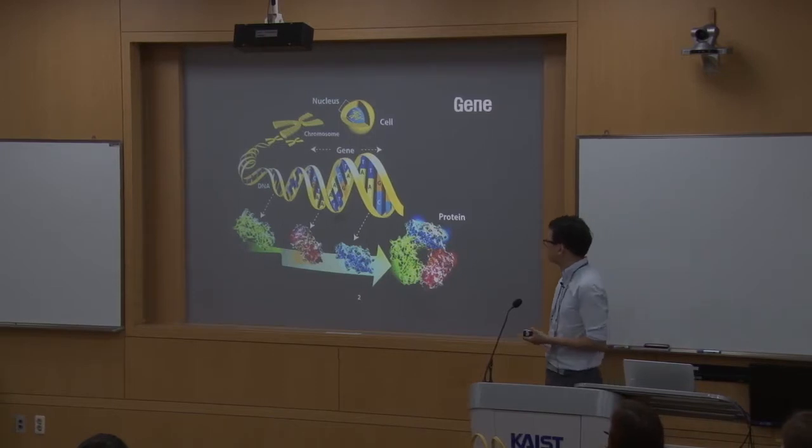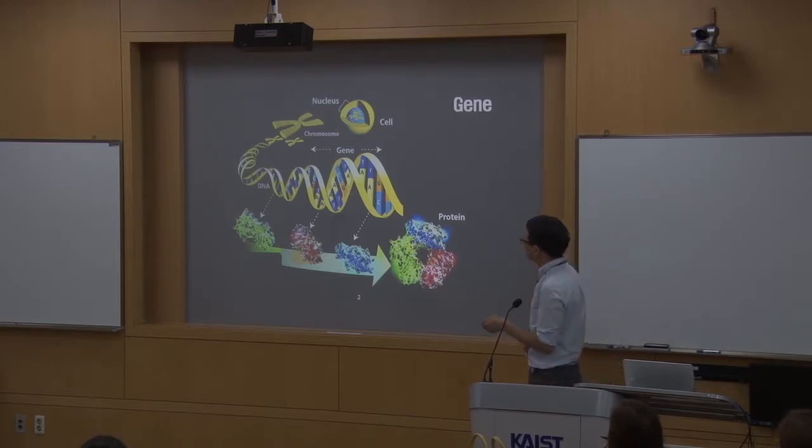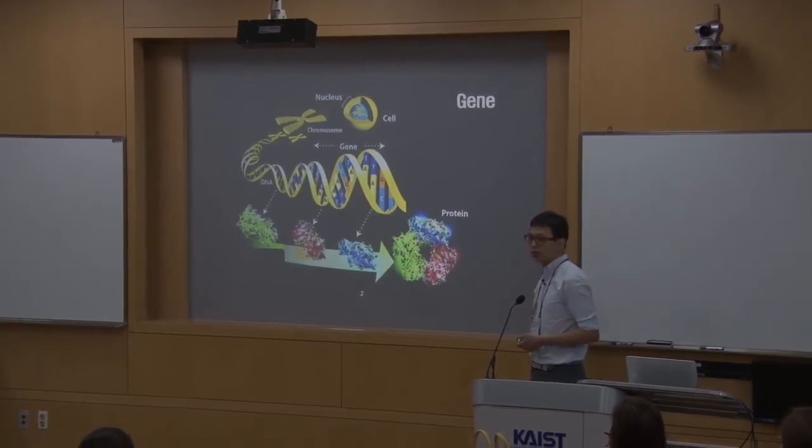I'm pretty sure that you are very well educated about genetic information, but genetic information is stored in DNA form, which is organized into chromosomes in the nucleus of a cell. So when we say we want to change genetic information, we want to go into the cell and into the nucleus, look for the chromosome and the location where we want to change, and then change the genetic information.